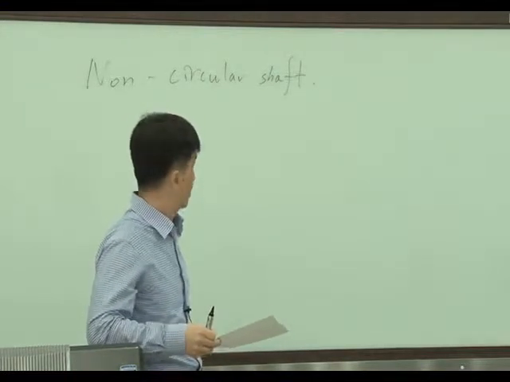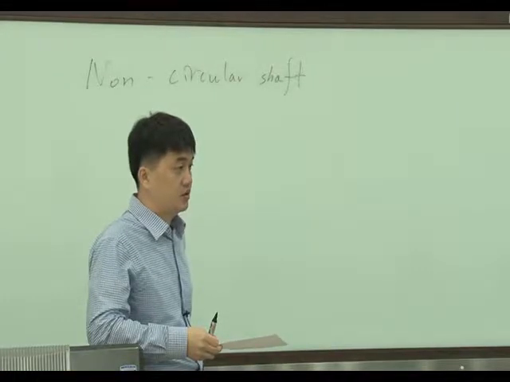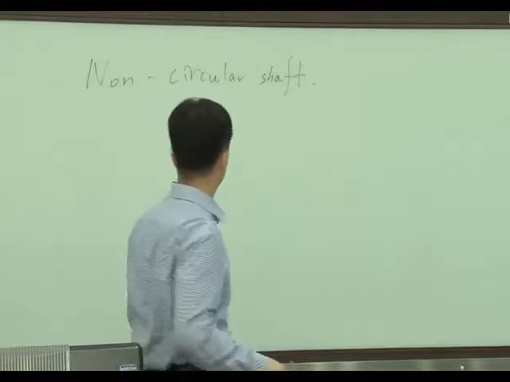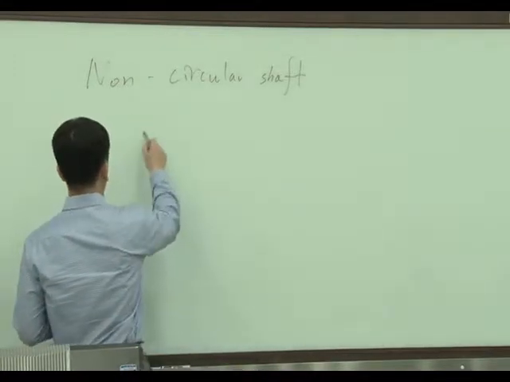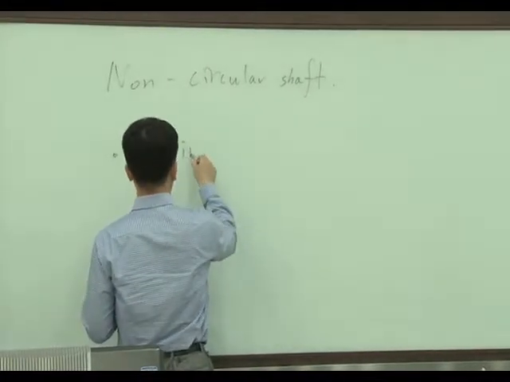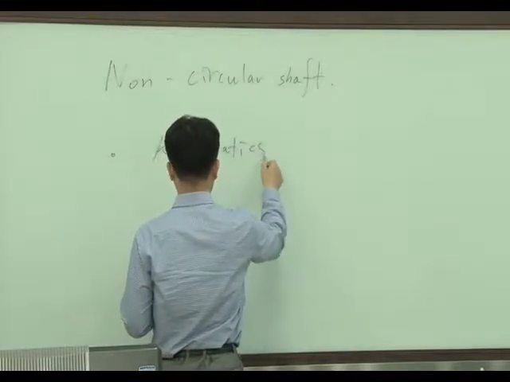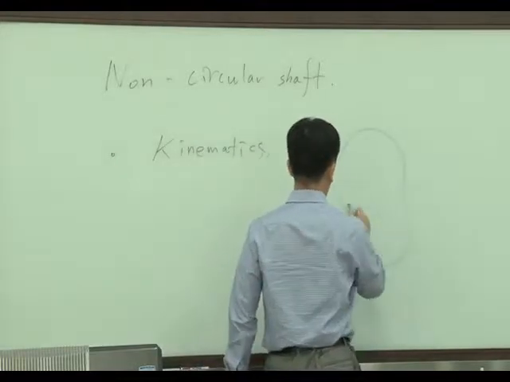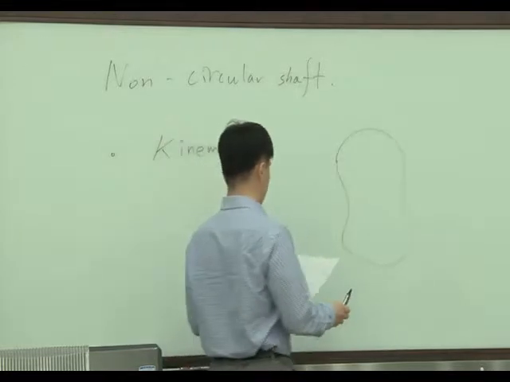Let me continue to study the twisting behavior of a general cross section, a non-circular shaft. Let's look at the kinematics. Let's consider an arbitrarily shaped cross section. It looks like this.